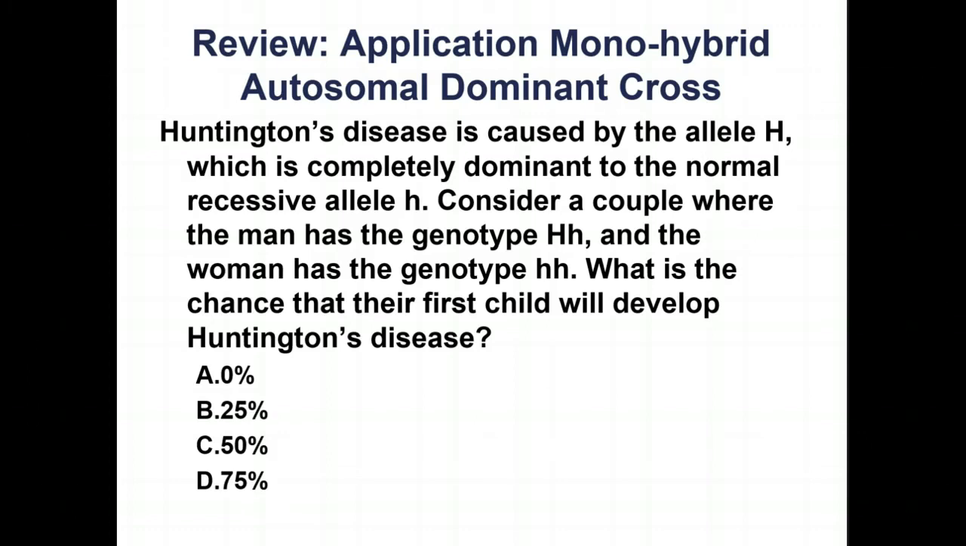Huntington's disease is caused by the allele H, which is completely dominant to the normal recessive allele h. Consider a couple where the man has the genotype of heterozygous and the woman has the genotype of homozygous recessive. See, can you figure out what the chances are that the first child will develop Huntington's disease? Try to work this on your own and we will answer it in class.